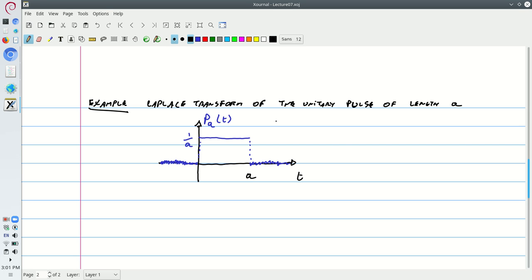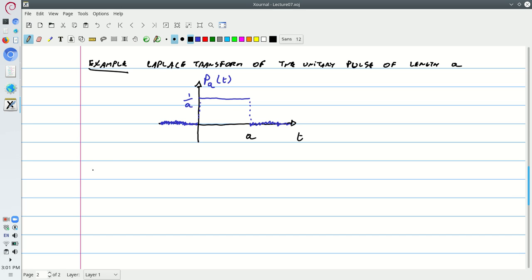Okay, let's compute the Laplace transform. The Laplace transform is given by, if this is f of t, if this is PA, then I'm going to call this capital P A of S is equal to the integral from 0 till plus infinity of small p A of t exponential of minus st in dt equal to, now we replace, the extremes that matter are only 0 and a, because everywhere else we have 0, and this is given by 1 divided by a here, and here we have exponential of minus st in dt.